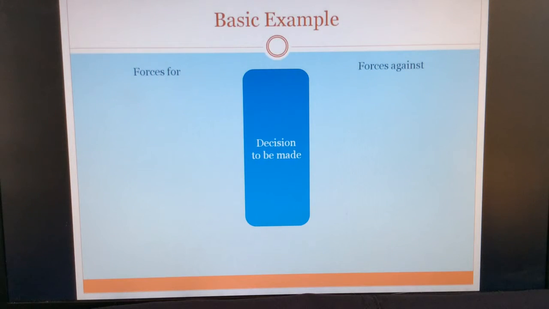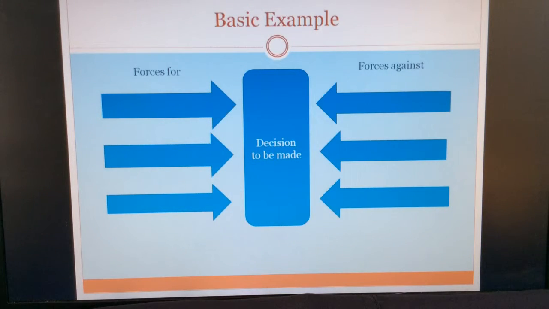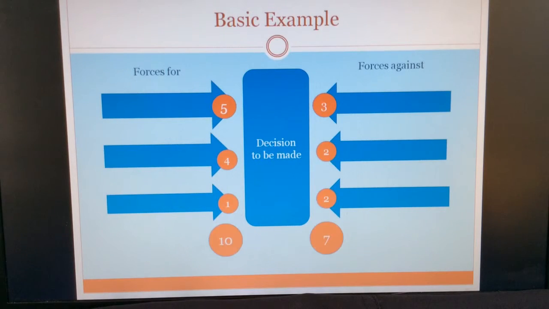Let's look at a basic example. In the middle of the page, you can see that we have a decision to be made. On the left, we are going to list all of the forces for that decision, or the factors that would guide us toward making that decision. On the right, we're going to list all the forces against the decision, or those factors that would lead us to think maybe we don't want to go ahead with this route. We then assign each factor a value from 1 to 5, and we add up the totals.